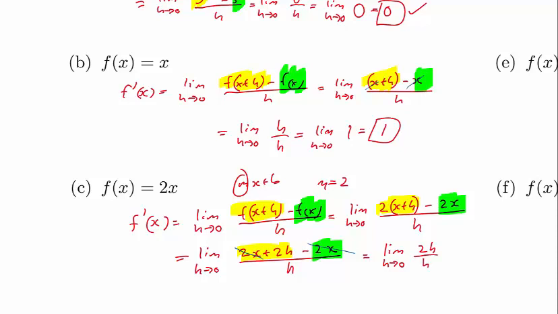And note that the h's cancel each other out. All we're left with is a 2. And that, of course, is going to be just 2. The limit of a constant is the constant itself. And note that is precisely what we were anticipating.